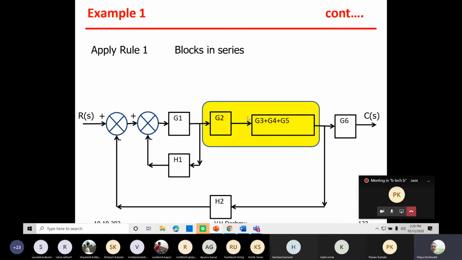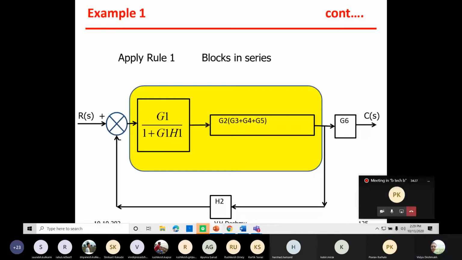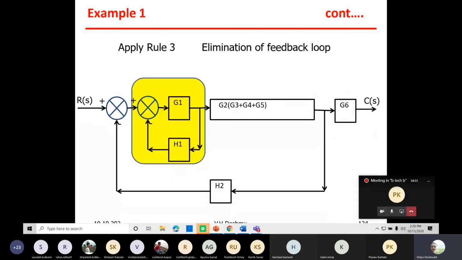Now this G2 and the second block are connected in series. So now we have to apply rule number 1. If a finite number of blocks are connected in series, then we can multiply their gains. So these two blocks now reduce to a single block: G2 multiplied by G3 plus G4 plus G5.